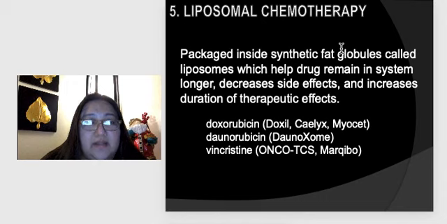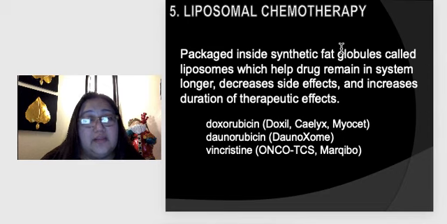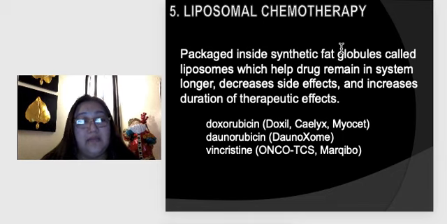Another is liposomal chemotherapy. Kung papansinin ninyo ang mga gamot na ito, doxorubicin, daunorubicin, and vincristine, sila din yung mga anti-tumor antibiotics. Ngayon, bakit siya tinawag na liposomal chemotherapy? Sila rin yun, the anti-tumor antibiotics, pero they are packaged inside synthetic fat globules called liposomes. So, ang advantage nito, dahil nga nakabalot sila sa fat globules, these drugs remain in the system longer. Mas nagiging effective kasi nag-i-increase yung duration ng therapeutic effect niya in terms of killing the cancer cell. Plus, decrease yung side effect kapag nakabalot sa fat globules yung mga anti-tumor antibiotics. So, mas mahal siya.